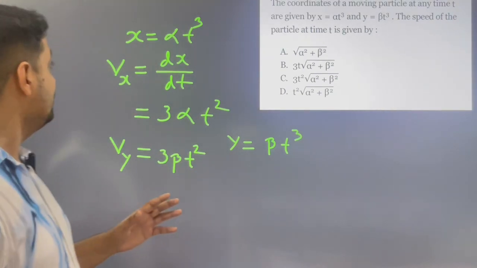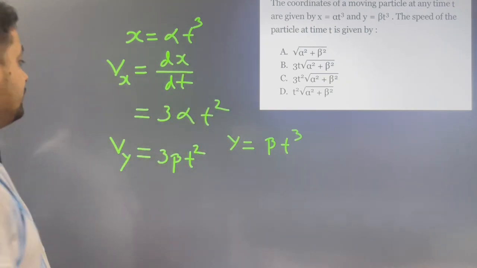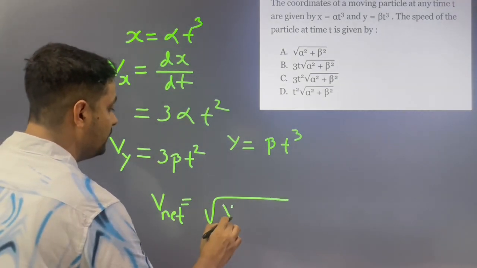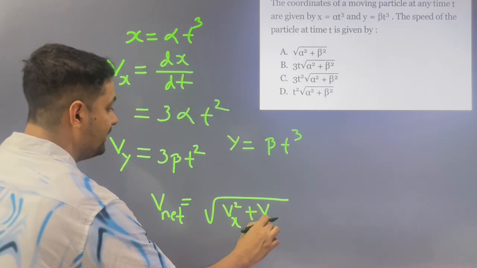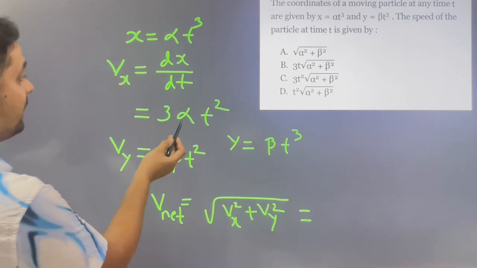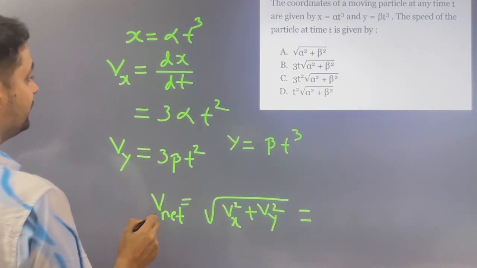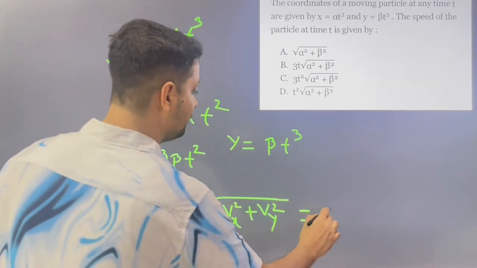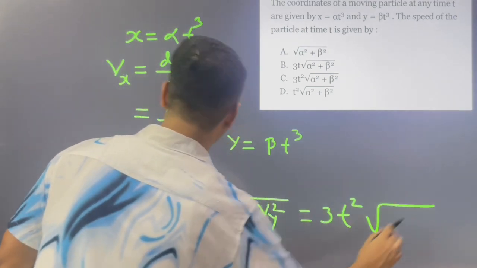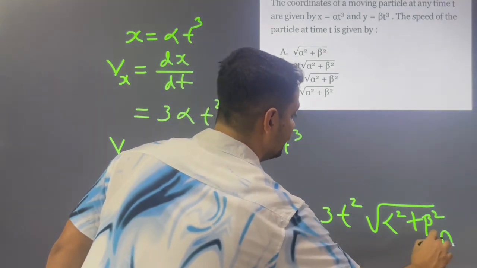So after differentiation of x and y, we get Vx and Vy. Now we have to find Vnet. Vnet will be root under Vx square plus Vy square, correct? Now Vx square plus Vy square will be what? We will square this: 3 alpha and 3 beta squared. So 3 square will be outside, that is 9, and t square we can also take outside. Inside it will remain alpha square plus beta square. This is your final answer.